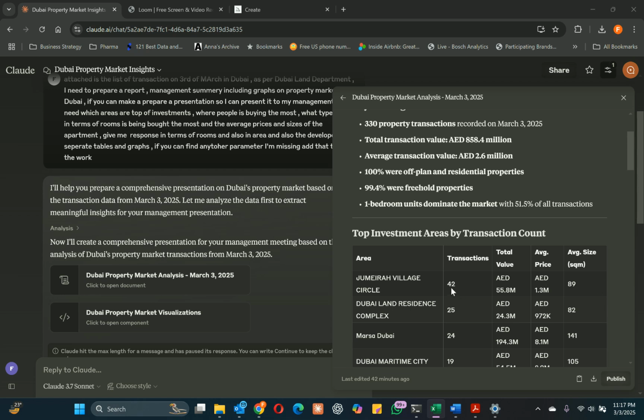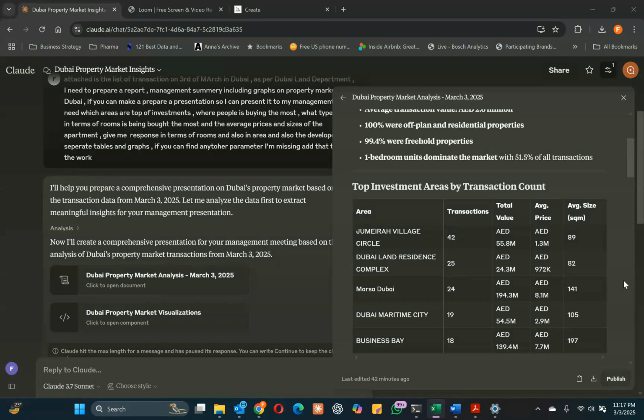If you look at Jumeirah Bridge Circle, it had 42 transactions at a total value of AED 55.8 million. Average price was 1.3 million dirhams and average size was 89 million square meters. And let me just check whether it's quoted in square meters or what. Yep, actual area.